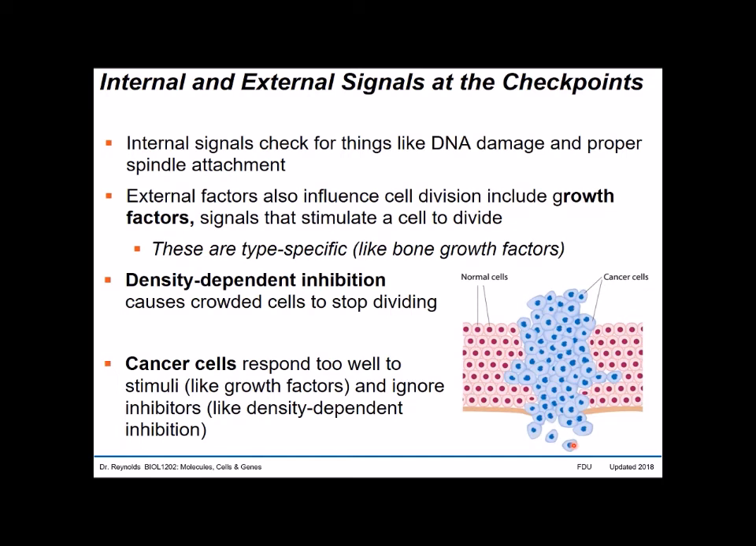A growth factor is a go-ahead signal, but we also have stop signals that are meant to keep these processes in check. The stop signals have to be ignored by cancer cells. And an example of one of these stop signals is density-dependent inhibition. It means that when the cells get too densely packed, they will actually inhibit themselves. Crowded cells stop dividing. Unfortunately, cancer cells ignore this, and so they keep growing and keep growing and keep growing to form what we commonly know as tumors.